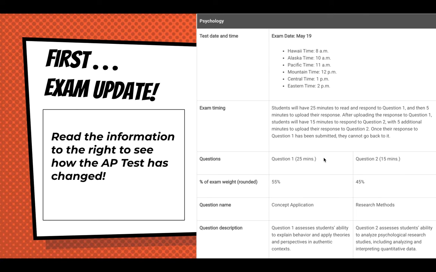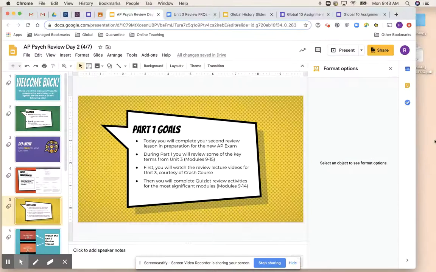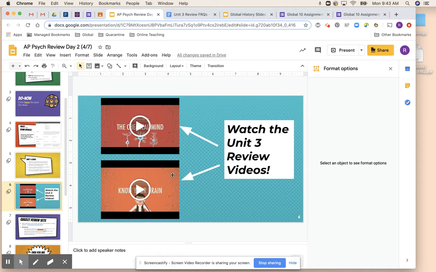Moving on, that's a little bit about the test. Today you're going to be reviewing Unit 3 again, which is the biological basis of behavior unit. The first thing you're going to do is watch some review videos. I just put in the Crash Course ones because, to be quite honest, it's a lot of content in this unit, and I think the Crash Course videos are the most concise and to the point.